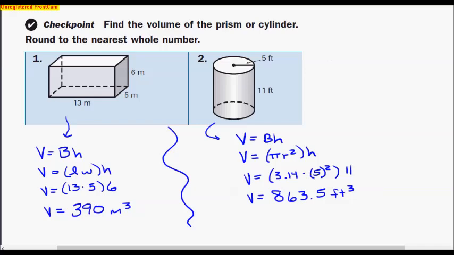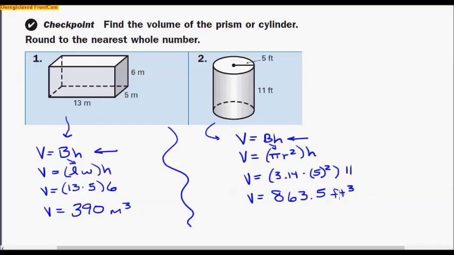Okay, guys, here's the checkpoint problems. Let me just point out a couple things. Notice I'm starting every time with the general formula with that big uppercase B, and then I replace it with the area of the base, which in this case is length times width because it's a rectangle. And I do the same thing over here. Start with that general formula, and then I replace that big uppercase B with pi r squared, which is how you find the area of a circle, which is the base of this. So plugged in all the numbers here.